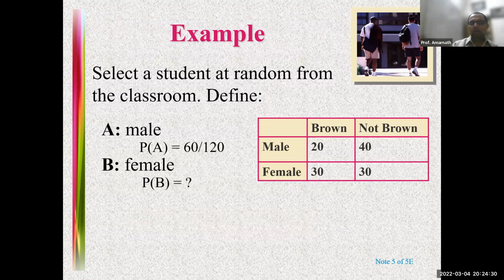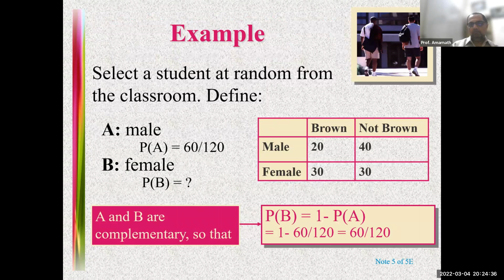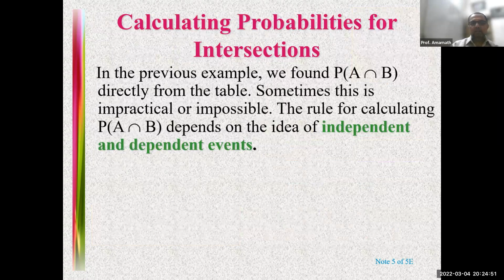Select a student at random from a classroom. P of B is something I need to find out. It's an A complement kind of thing. So that is 60 by 120. We found A intersection B directly from the table. Sometimes this is impractical or impossible. The rule for calculating A intersection B depends on the idea of independent and dependent events.